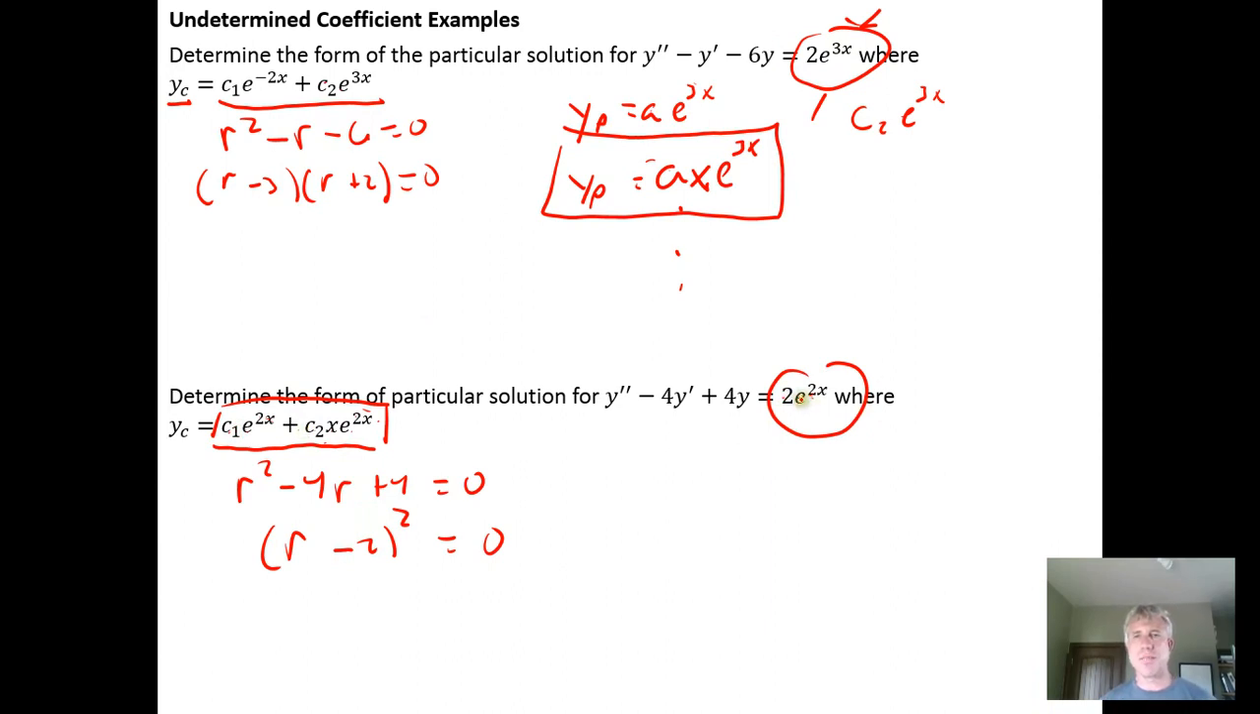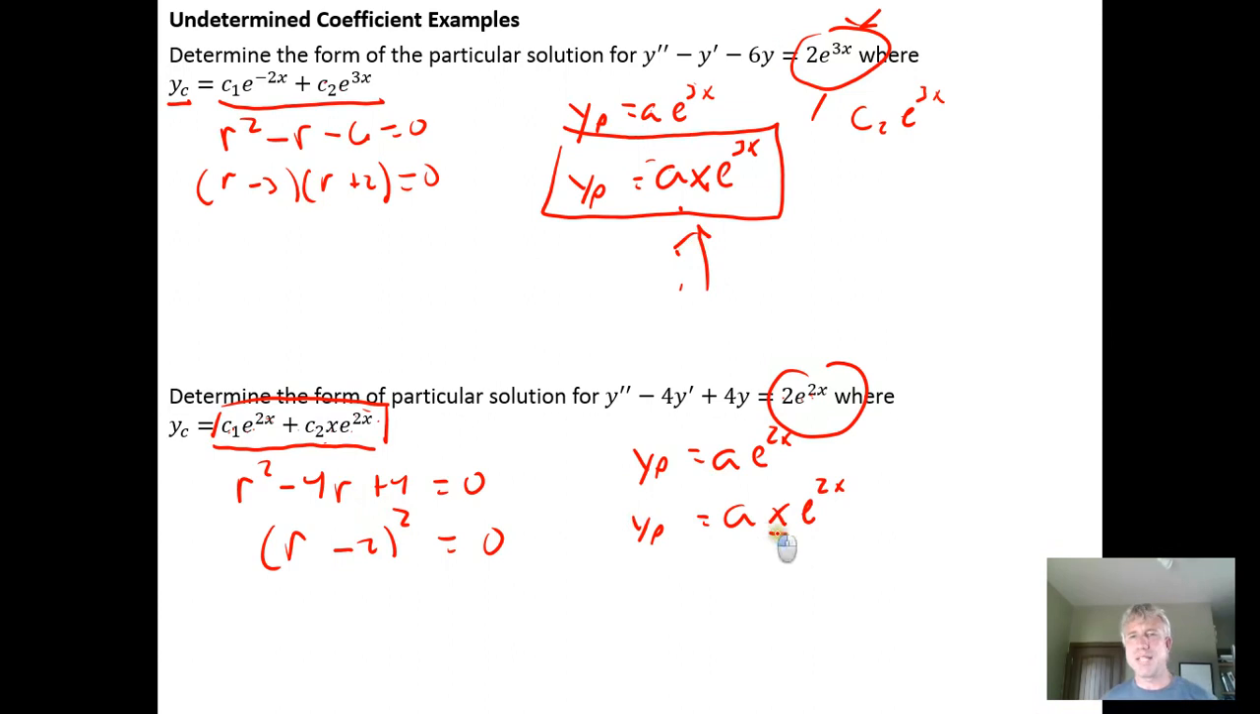So this again is a case where the driving function is a member of this solution space. It's a constant times e to the 2x. So if we make the guess that y particular is a constant multiple of e to the 2x, this would zero this differential equation out. So we do the same thing that we did in the previous example. We modify our guess so that the particular solution looks like a x e to the 2x.